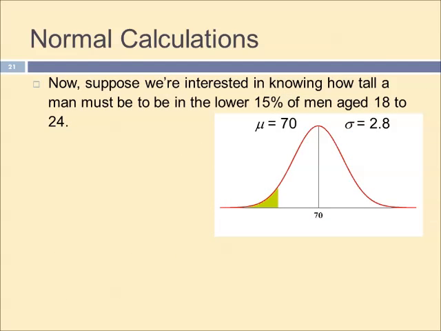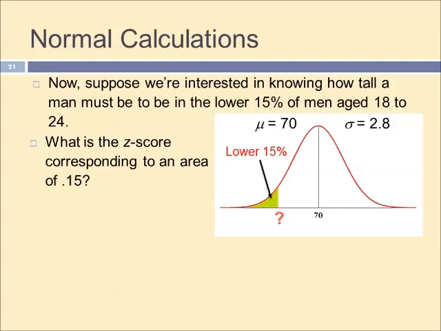Now, suppose we're interested in knowing how tall a man must be in order to be in the lower 15% of men aged 18 to 24. So we're interested in finding, essentially, we know what the area is. So we know that a person is in this lower 15%. But we don't know what the corresponding z-score is. So we want to find that out. This is sort of an inverse problem.